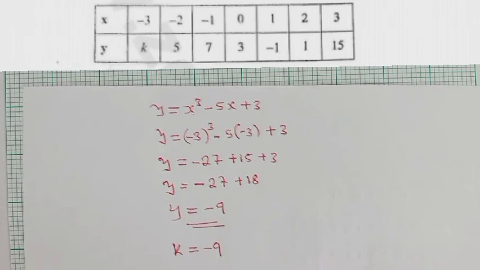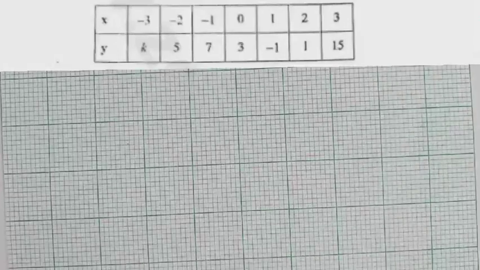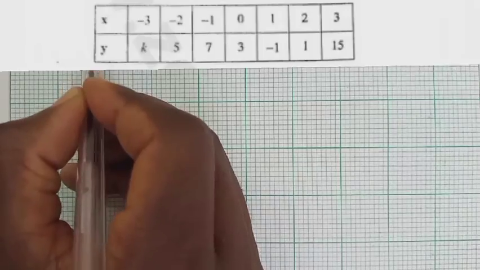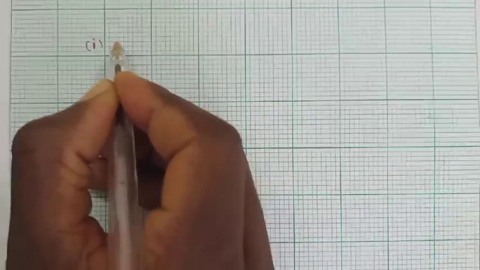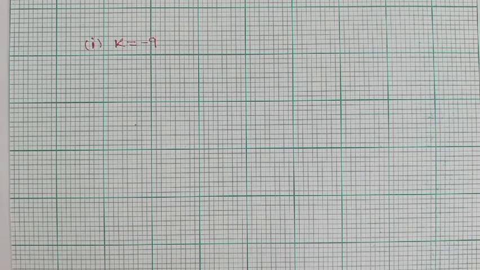So you now write it on your graph paper. You need to indicate, you say, this is question 1. Okay, k is equal to -9. That's all. We go to the next question.